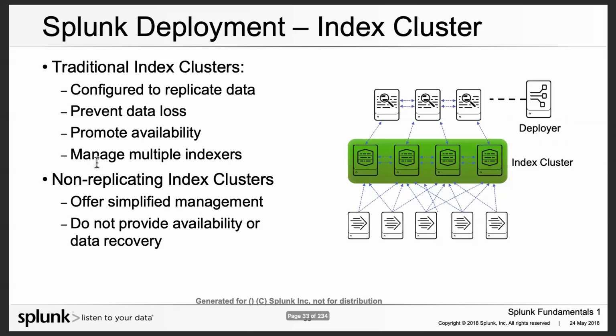All right. And so you've got index clusters that replicate data, and you've got non-replicating index clusters. So all these indexers could each have a complete copy of the data just for load balancing, or you could have separated it by categories where the different indexes have different amounts of data. And of course, those serve different purposes.